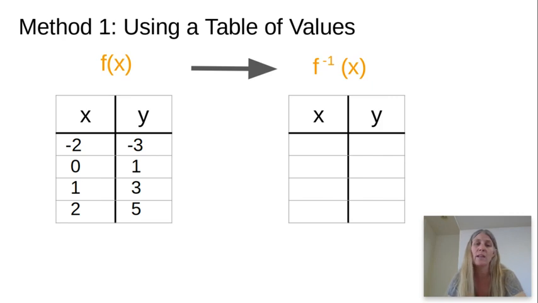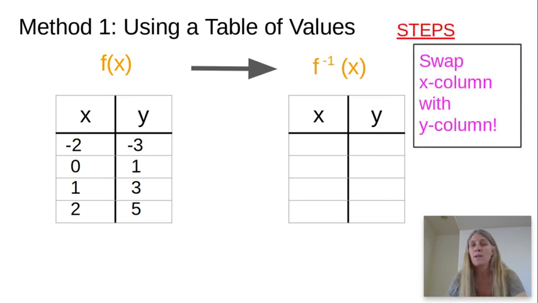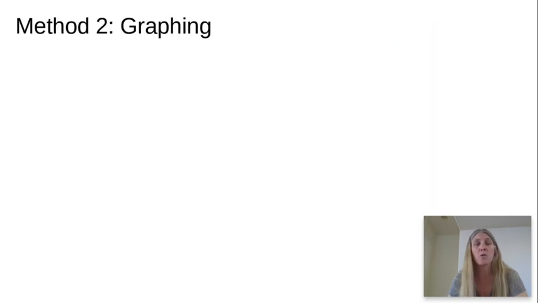So -2, -3, the x and y are going to swap. It's going to become the ordered pair -3, -2. My 0, 1 is going to become 1, 0. My 1, 3 is going to become 3, 1. And my 2, 5 is going to be 5, 2. So you can see how this would look different on a graph, as it's a different ordered pair that you're graphing. The second method is a graphing method.